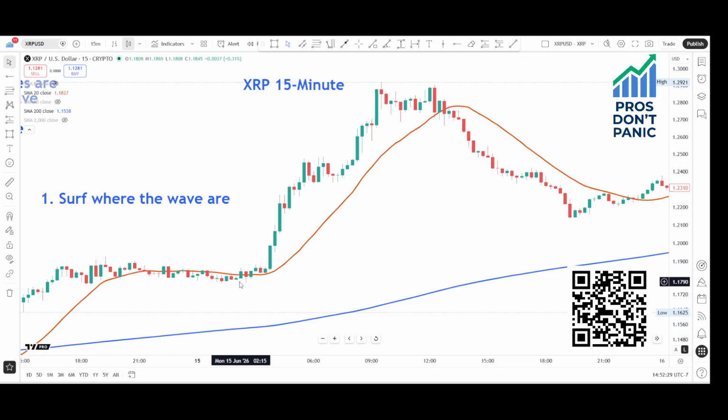The market's in between them, and it clearly breaks out. These candles are much larger than any of the 30, 40 candles before that. Breaks out. This is XRP on the 15-minute chart.